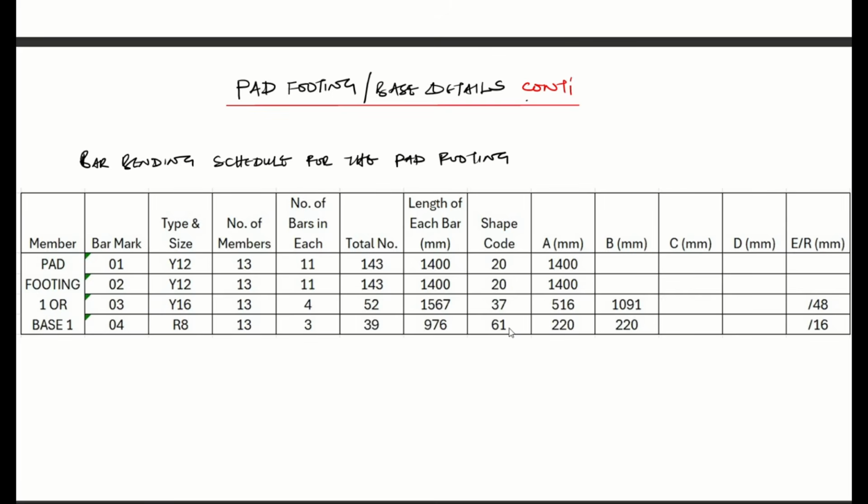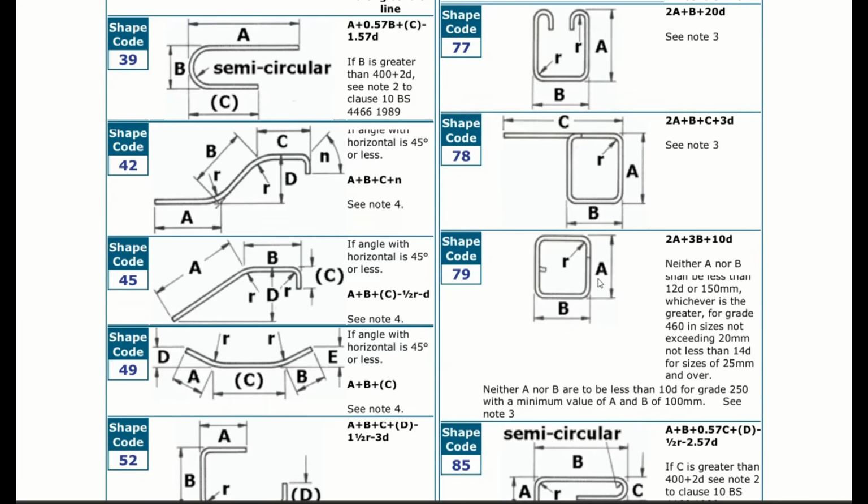Then, the shape code has an A and a B. The A, it's the length from the bottom part of the reinforcement to the top part of the reinforcement. The B, it's from the edge of the reinforcement to the other edge of the reinforcement. That's your B. And you also have an R here. The formula is given where? Here. This is your formula. 2A plus 3B plus 10D.